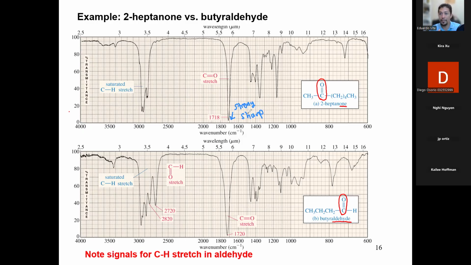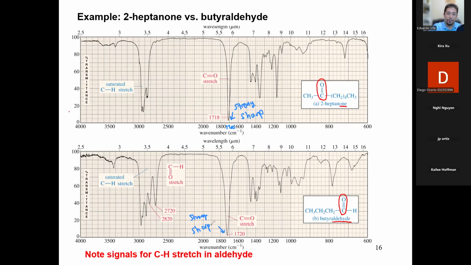If I give you a spectra, the very first thing you should look for is the carbonyl peak. Where? In the 1700-ish. Look around 1700 for this very strong peak. Look at the bottom one, butyraldehyde, carbon double bond oxygen, 1720. Look at the shape, look at the size. This is also a very strong, sharp peak. Do we all agree?